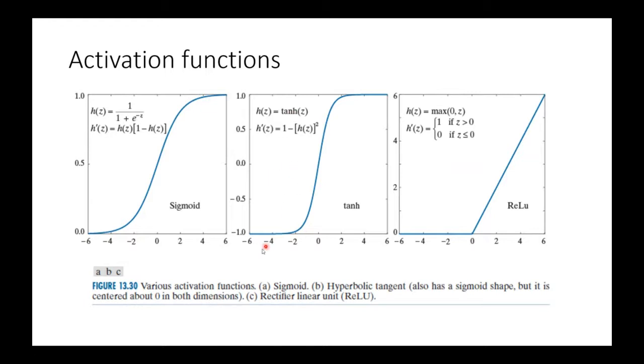Hyperbolic tangent, or the most modern and currently the most used activation function in convolutional neural networks, is the rectified linear unit, or the ReLU activation function. Why is this the most used function? A simple reason: the decision boundary. Anything that is greater than 0 will have a positive value.